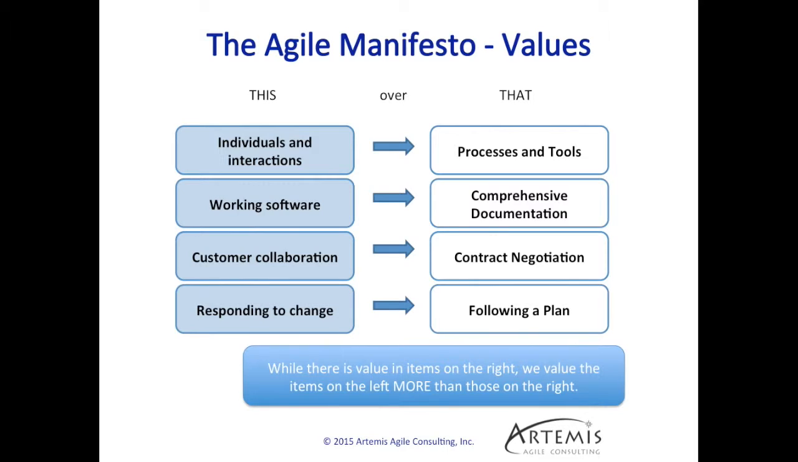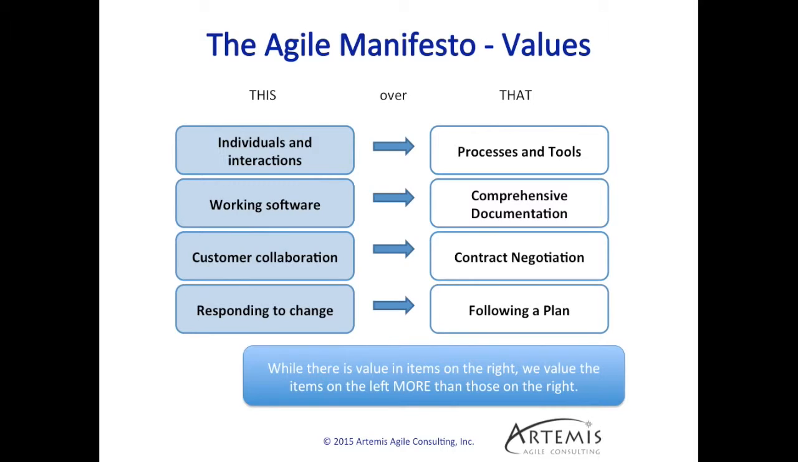Now, it needs to be really clear that the items on the right do have value. They don't simply go away in an Agile methodology. They do have value. But if we were to say, do I care about working software over comprehensive documentation? My answer would be, we value working software. That's the real true measure of progress.